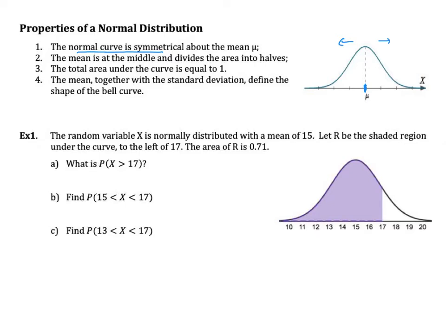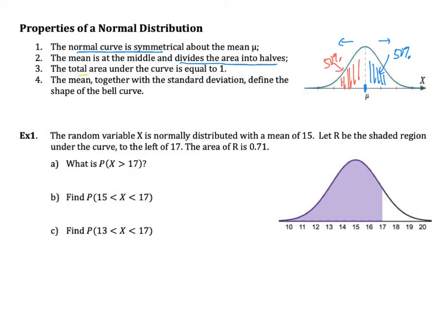The mean is at the middle and divides the area into 2 halves. So we have this half over here, which is representing 50% of the information. And we have the half on the left-hand side over here, which represents 50% of the information. So each side to the right of the mean and to the left of the mean represents 50% of the information because it divides the area into 2 halves.